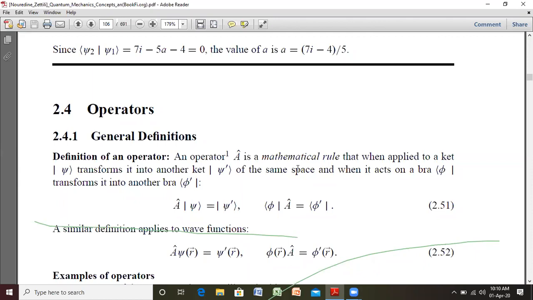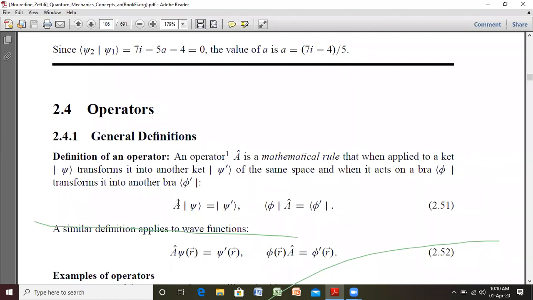So once again, an operator A is a mathematical entity that, when applied to a ket, let's suppose this is a ket, transforms it into another ket, psi prime, of the same space. And one thing is very important, that the space must be the same. If it is applied in a Hilbert space, after the transformation due to the operator, the answer will be in the same space.